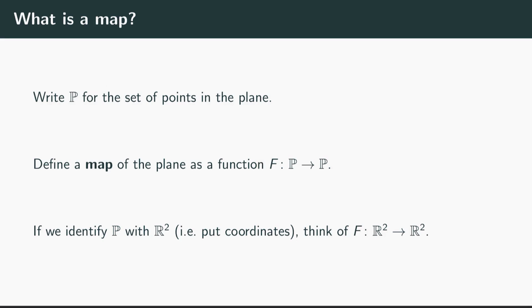So a natural thing to do if you think in coordinates, or in Cartesian geometry, is to identify the plane with R2, and then we can think of this map F as being a map or a function from R2 to R2. Quite often we use the word map if we're talking about a function where the domain and the codomain are the same thing.